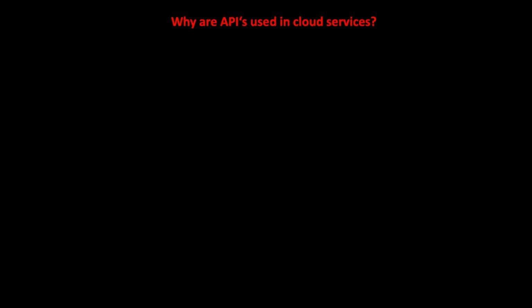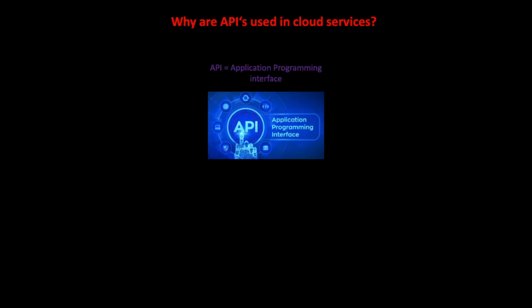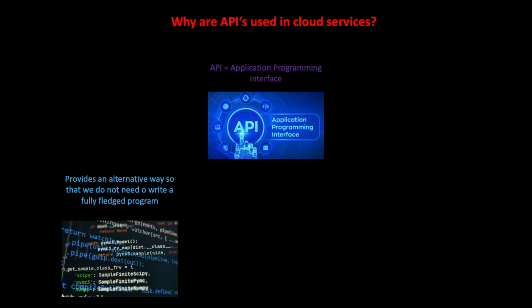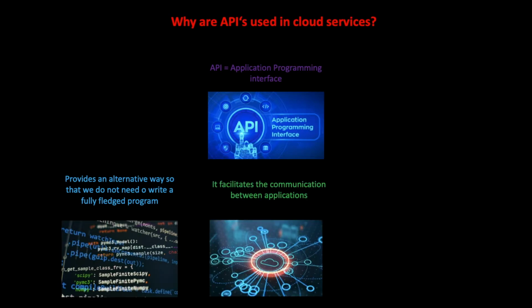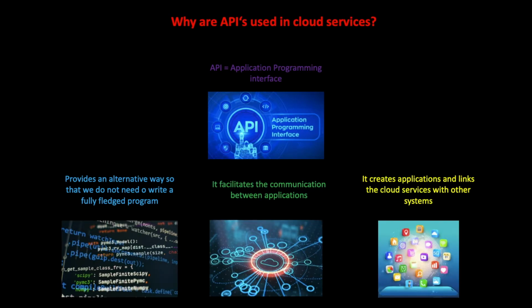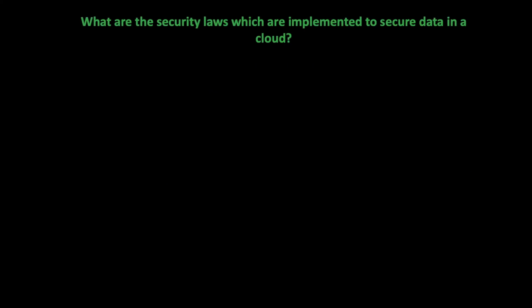Why are APIs used in cloud services? First of all, API stands for Application Programming Interface. It is used in cloud computing because it provides an alternative way so that you don't need to write a fully fledged program. It facilitates communication between one or more applications, and it even creates applications and links the cloud services with other systems.